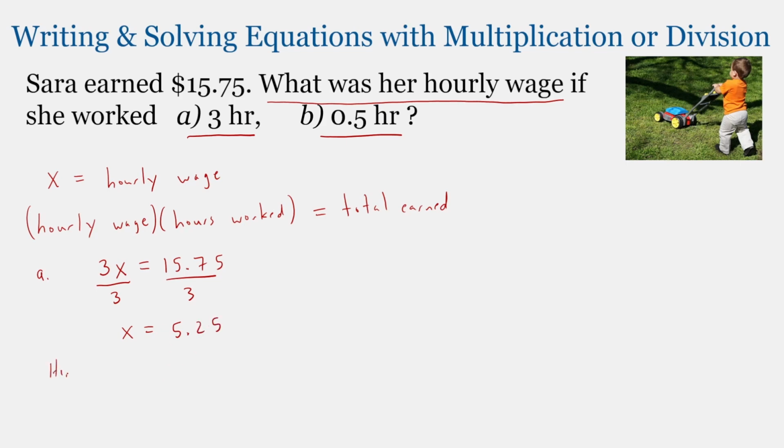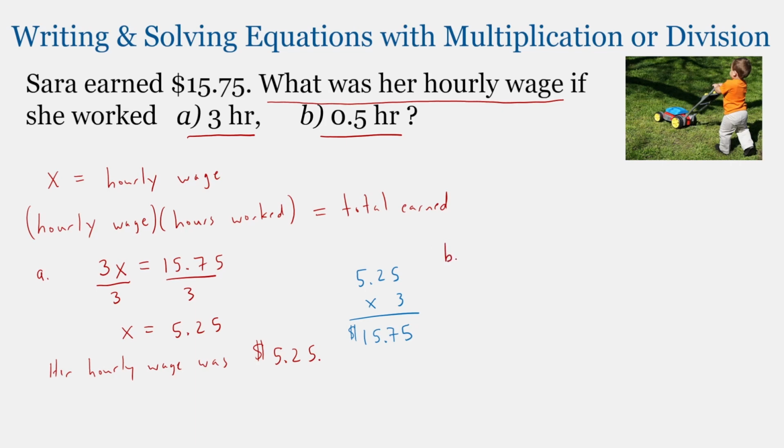So her hourly wage was $5.25. And then checking that answer, we would go $5.25 times 3 hours, and that's going to give us $15.75, which is the amount she earned.